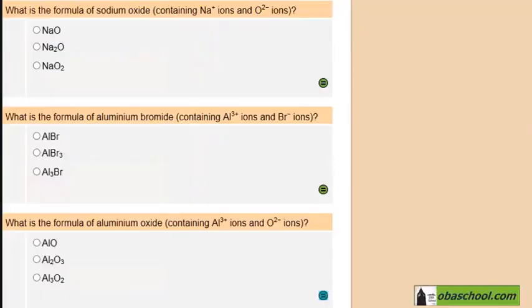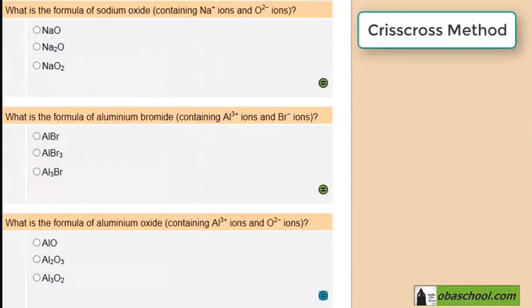Continuing with the formula of ionic compounds. There is a simple method to work out the formula of ionic compounds, and we call this method crisscross. So first of all, you need to know the ions that make up this ionic compound and find the charges of these ions. Once you find the charges of these ions, applying the crisscross method becomes very easy.